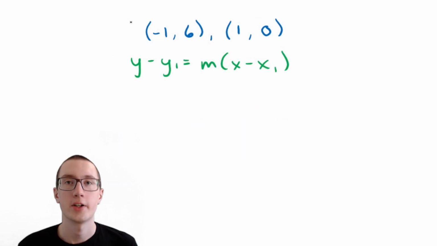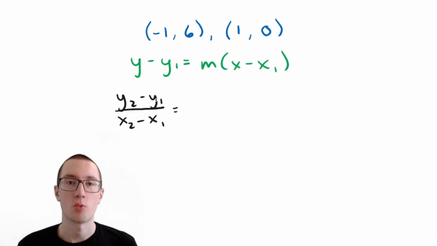All right, so we need to figure out the equation of the line that passes through (-1, 6) and (1, 0). We'll still be using point slope form, so we need to figure out m, which is slope. So we'll use our slope formula, y2 minus y1 over x2 minus x1.